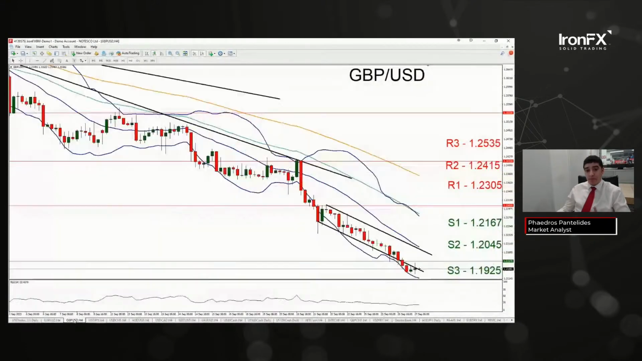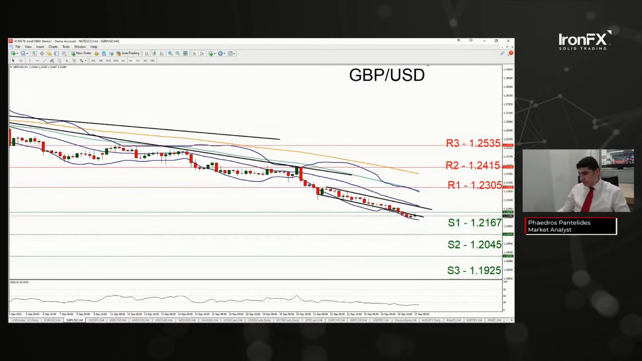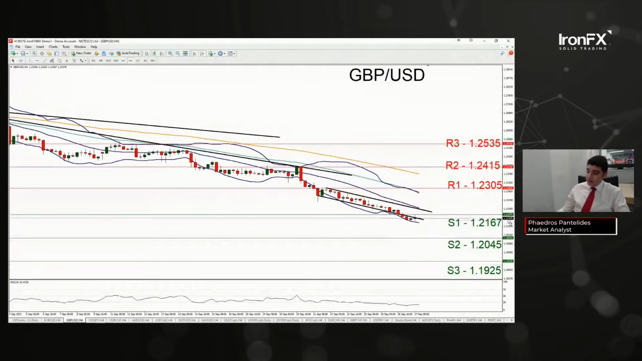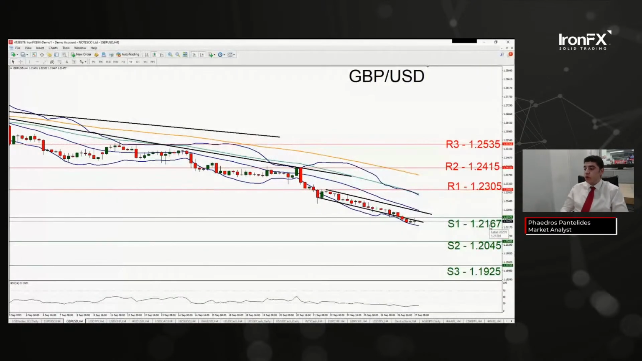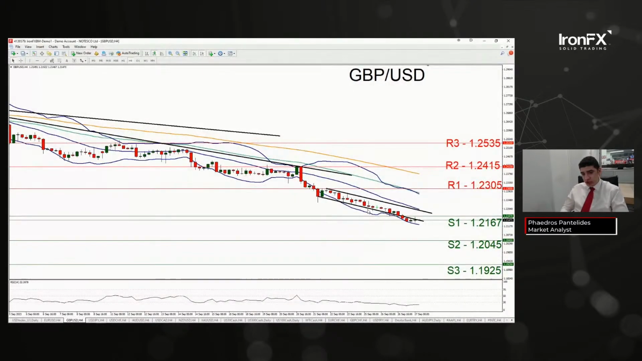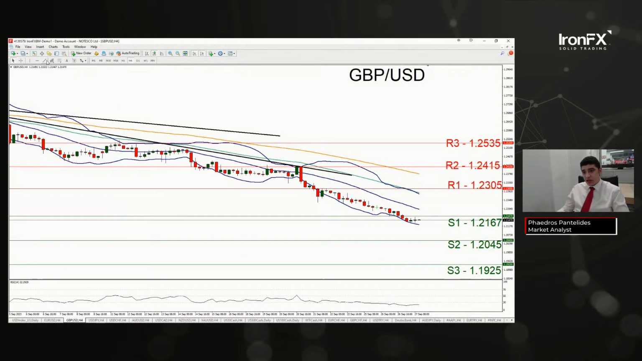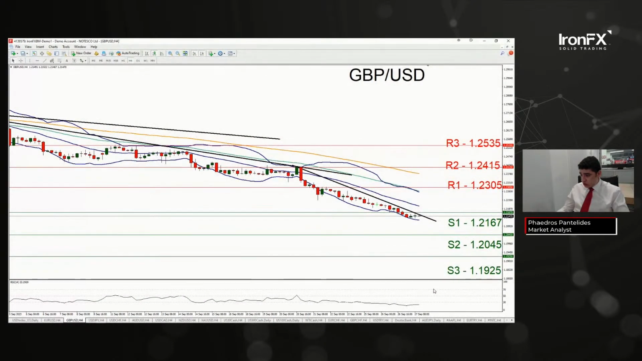So for cable, it's also broken below our support level at the 1.2167 figure, broken below. It broke below our very narrow downwards moving channel. As we had stated yesterday, it was far too narrow, but nonetheless, we had placed that this appeared to be validated. It has now broken, so this, in my opinion, is now invalid. Downwards moving trend line, broken below S1, currently aiming for S2.